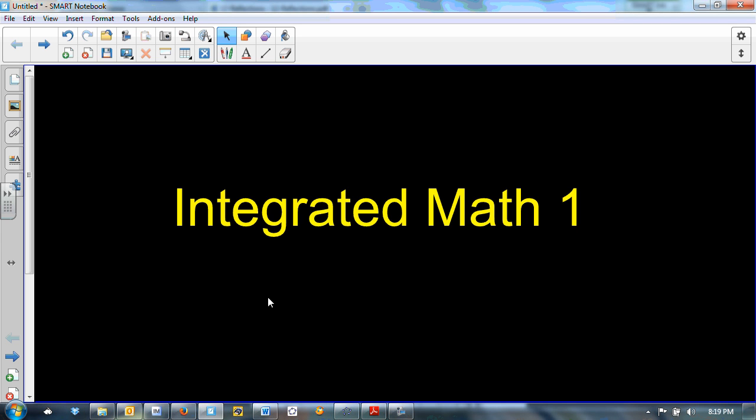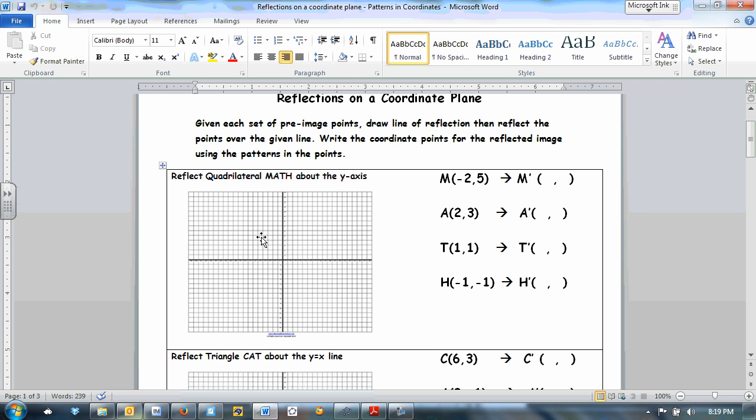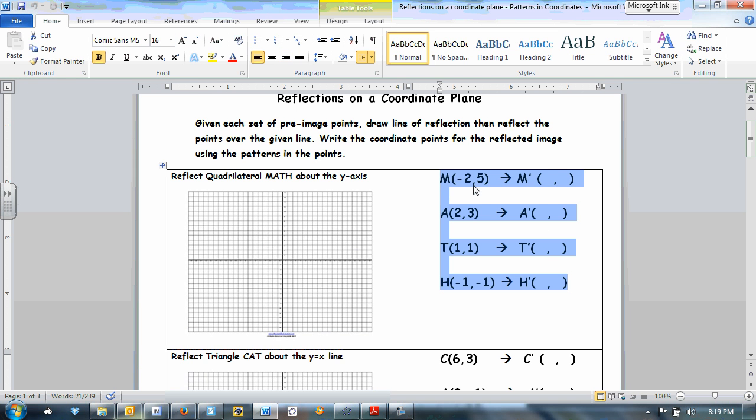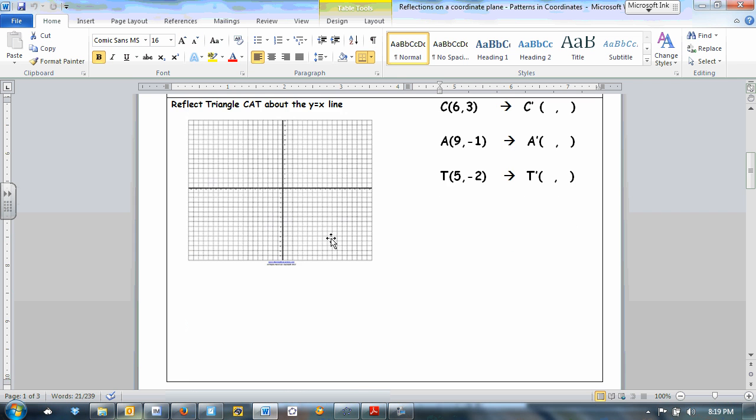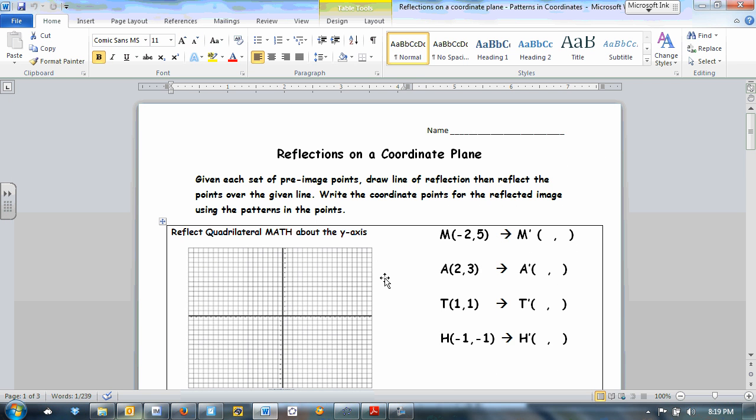So, Integrated Math 1, here's what we worked on last Thursday and Friday. I had the students working on reflecting coordinate points on a coordinate plane, and we were looking at mapping diagrams, mapping notation, and just showing what coordinate points do as we reflect points over certain lines, like the y-axis, the y equals x line, the x-axis, and the y equals negative x line. So those four lines.